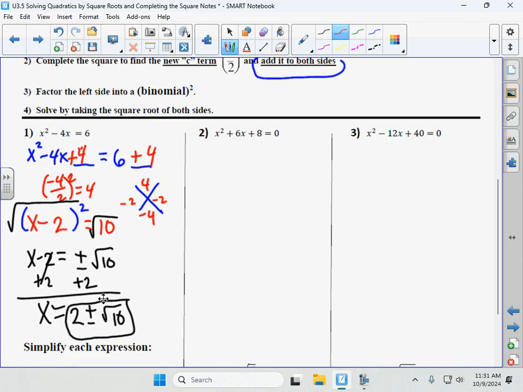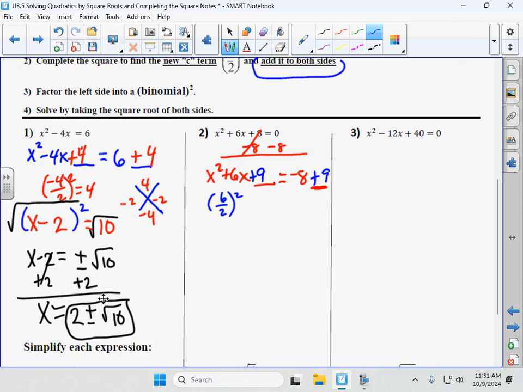All right, number 2. x squared plus 6x plus 8 equals 0. So 8 is the old c term. We're going to move that to the other side, which means we have to subtract it to bring it over. So x squared plus 6x, we're going to leave a space to complete the square, equals 0 minus 8 is negative 8, and then we're going to leave another space. Now we'll complete the square. We're going to take half of the b term, which is 6, and square it. 6 divided by 2 is 3. 3 squared is 9. So we're going to add 9 to both sides.